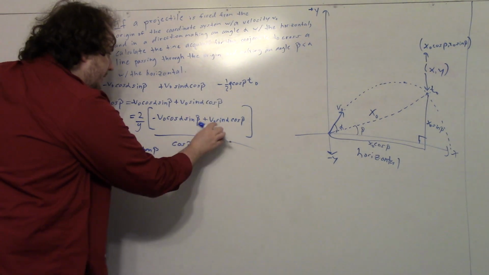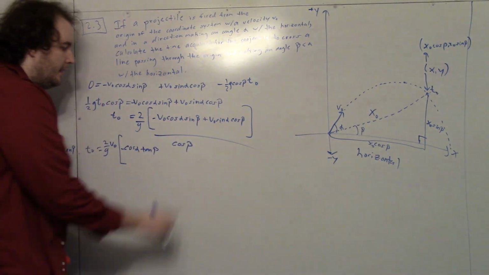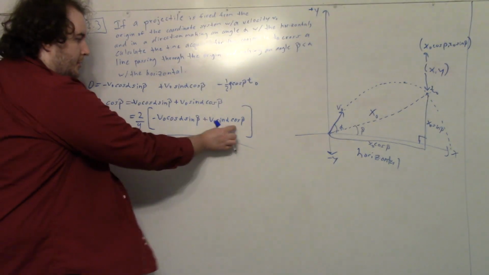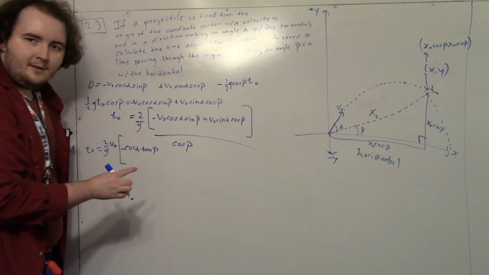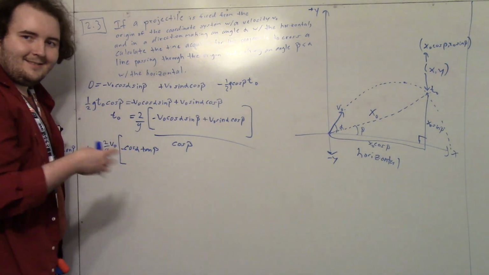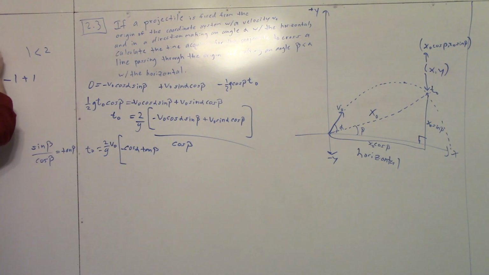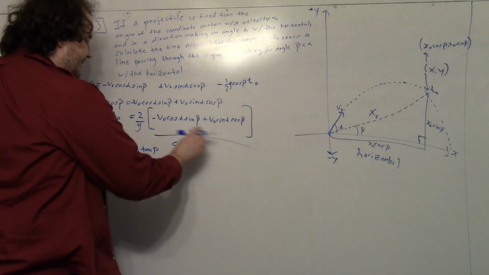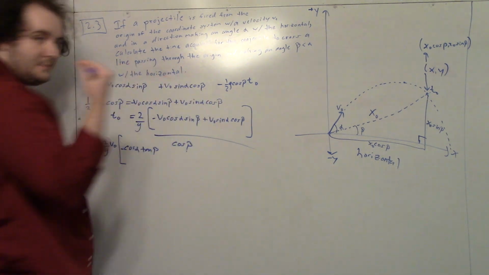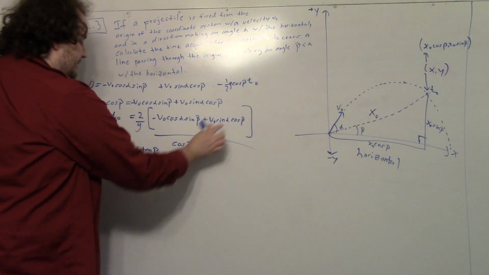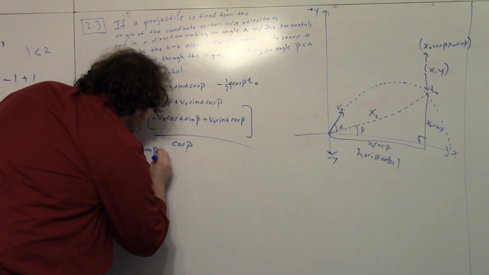That V naught is outside. Cosine beta divided by cosine beta. What's that? Something divided by the same thing is just 1. So that cancels out and this becomes 1. Then we're just left with this sine alpha plus sine alpha.